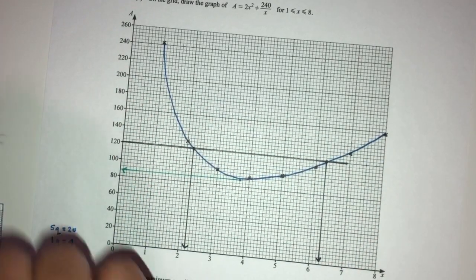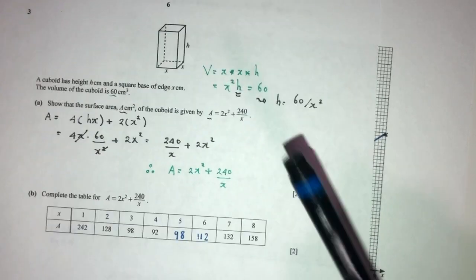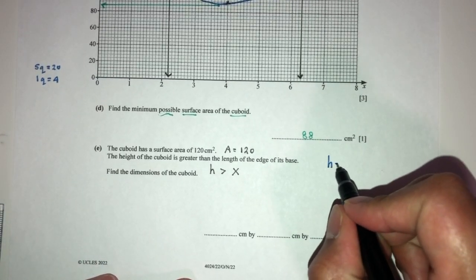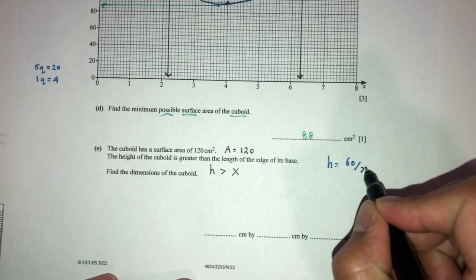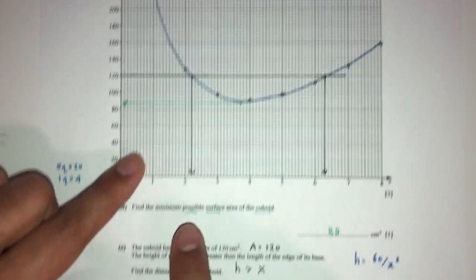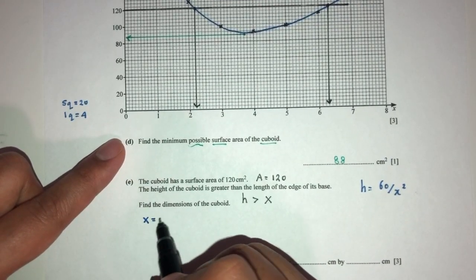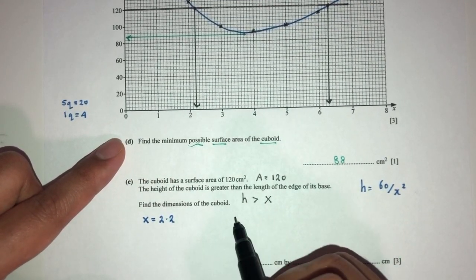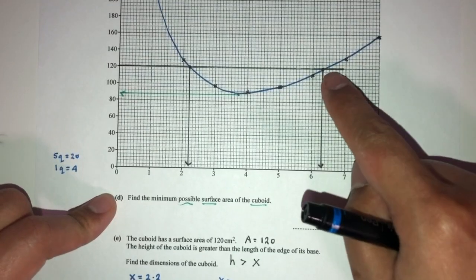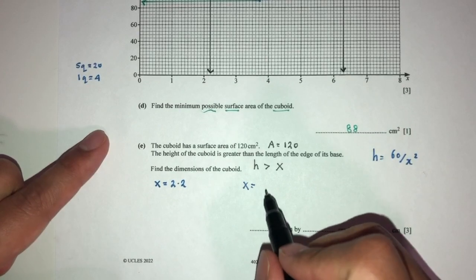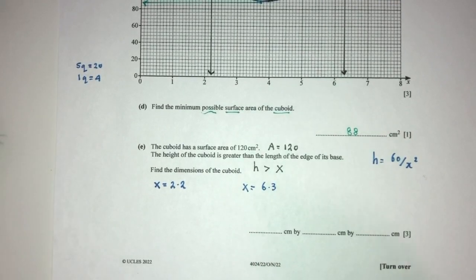Now we have to recall from part 1, height is equal to 60 over x squared. So let's write this down. Height is equal to 60 divided by x squared. Now for this 120, I have the value of x as here, 2.2. X can be 2.2, or x can be, the value here is 6.3, according to my graph, obviously.